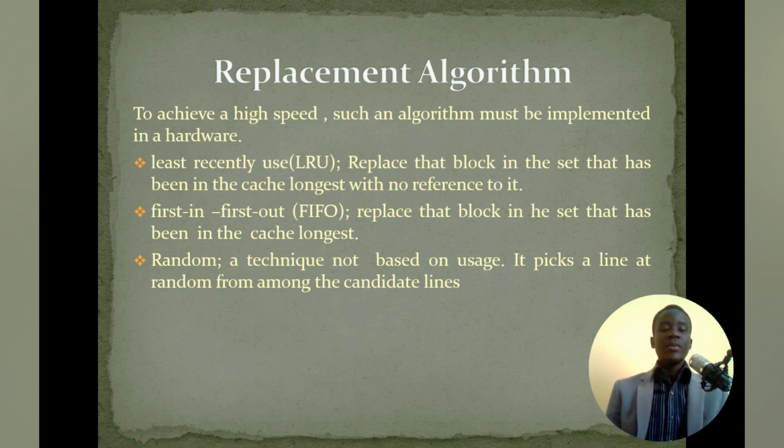We also have the random algorithm. It picks a line at random from the candidate lines, just any line from the cache. I don't think it's so effective, because how sure are we that we won't pick out the most wanted and leave out what we don't need? So those are the replacement algorithms.